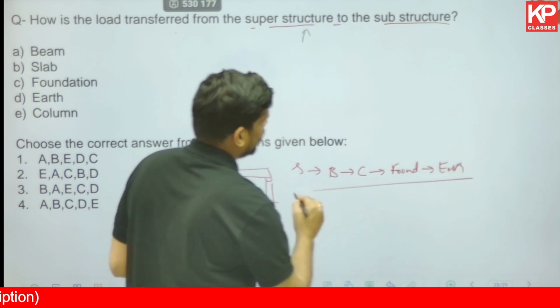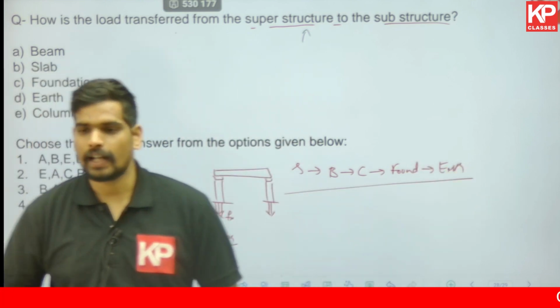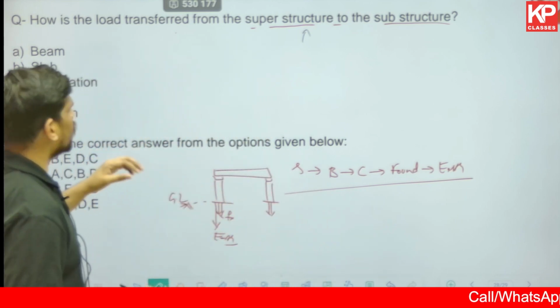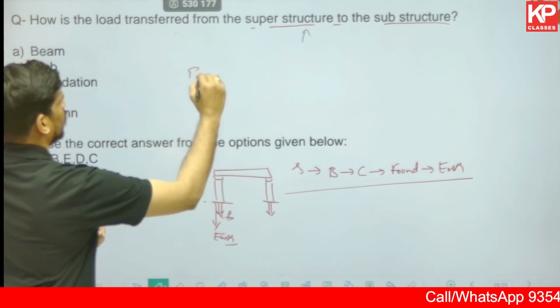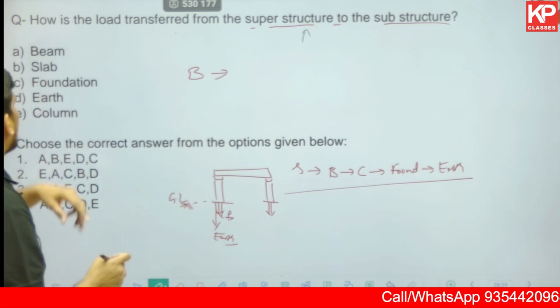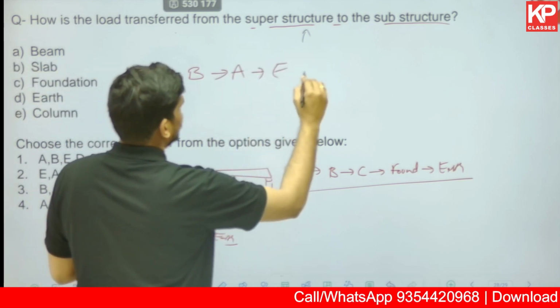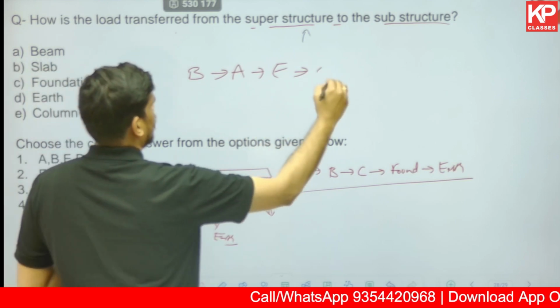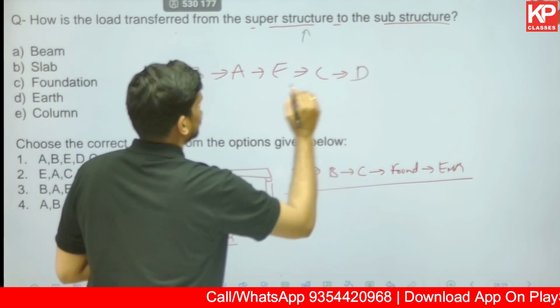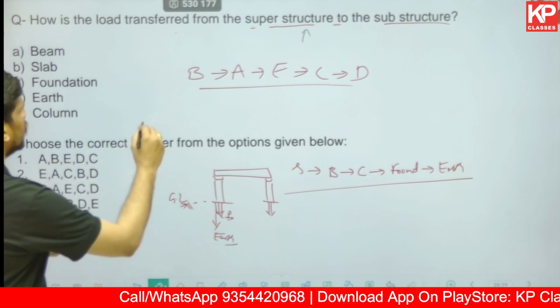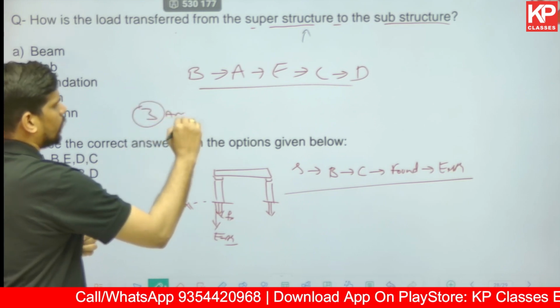I'm sure there will be an option with this particular sequence, and that will be the answer for us. They have marked it as A, B, C, D over here. So slab will be the first, the answer will be B. From slab it is A, that is beam, then the column, that is E, and then foundation, that is C, and finally earth, that is D. So the answer is B, A, E, C, D. B, A, E, C, D is given in the third option. That would be the answer.